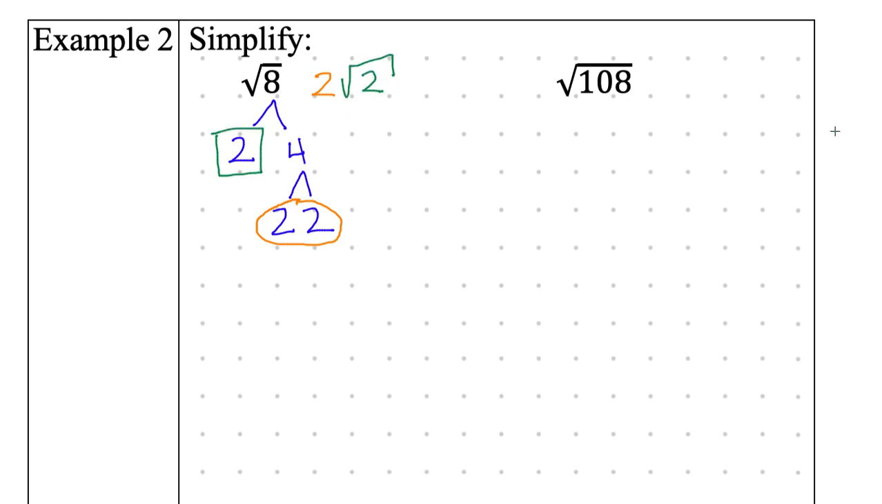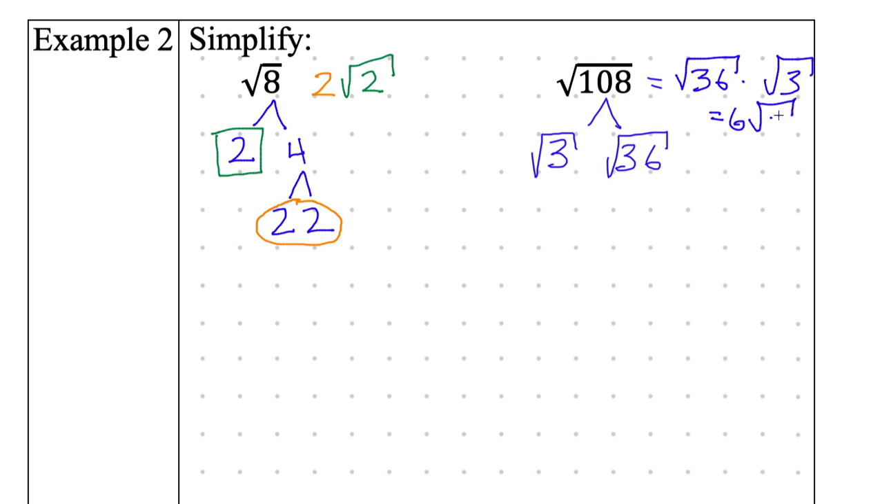And 108. Charles, you want to go again? 3 and 36. 36 is a perfect square, so 6 square root of 3. Very nice. That one was really hard to see. And there's our final answer. Cool. That concludes our notes 7-4.